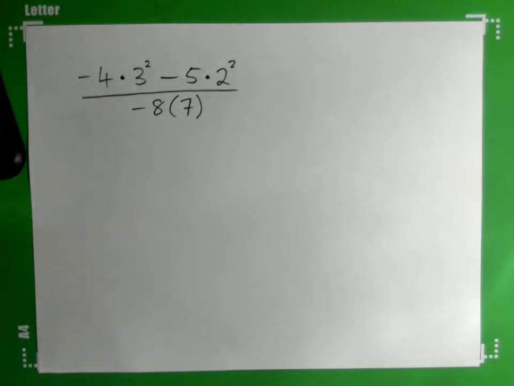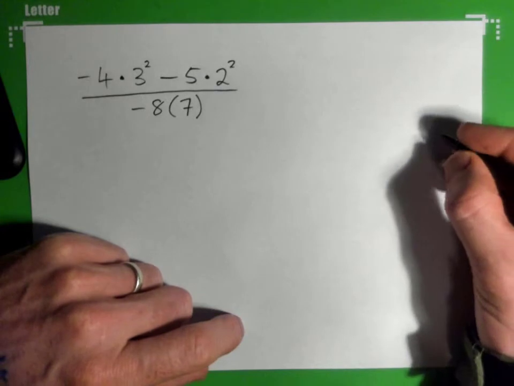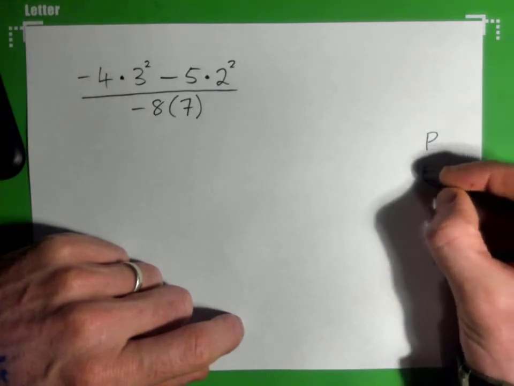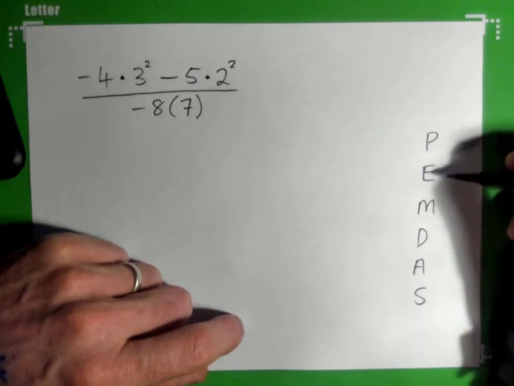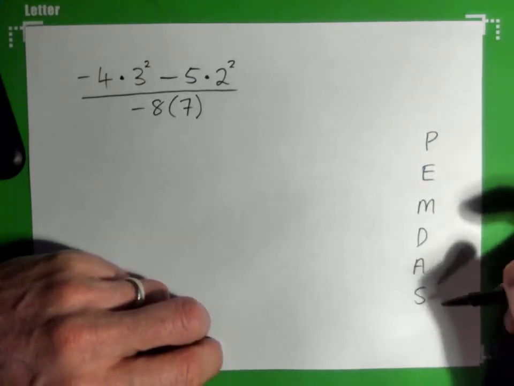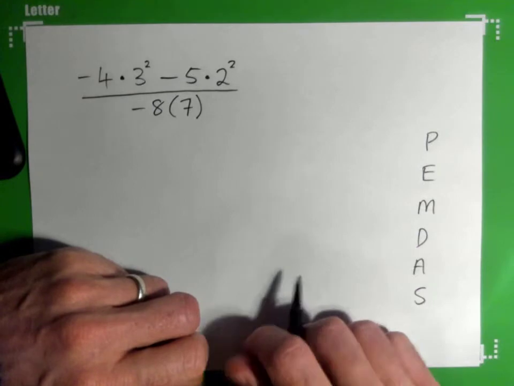So again, we've got to simplify this expression. We need to think about the order of operations, PEMDAS. We have to do parentheses, exponents, multiply or divide, add or subtract from left to right. Okay.